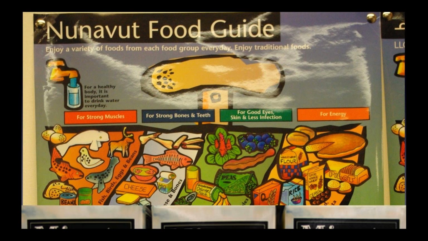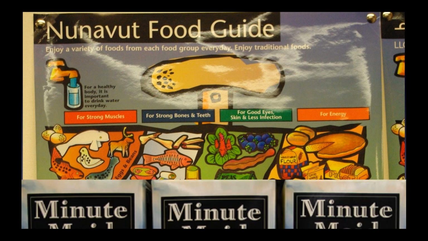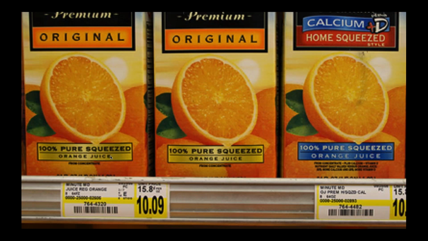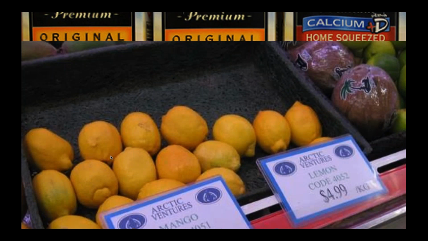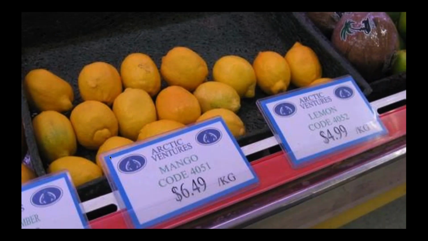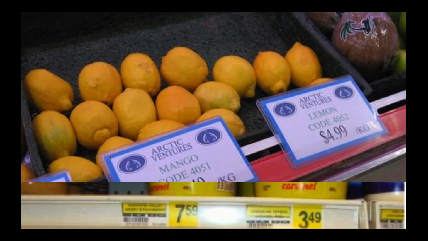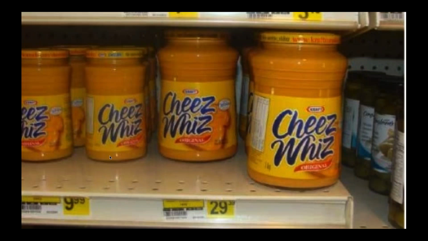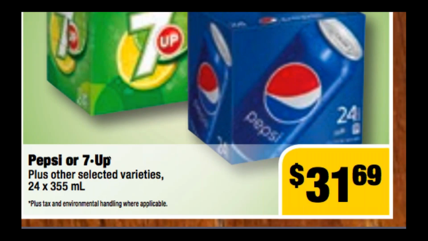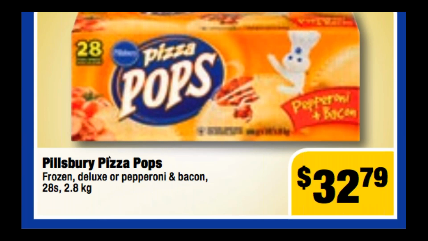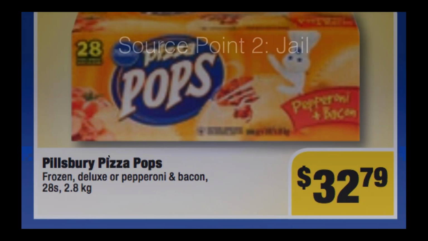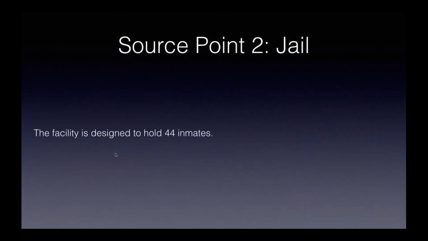There's a serious crisis in Nunavut when it comes to the cost of food. 2 liters of orange juice can run you about $10 Canadian. We have a program to bring some produce up, but that's $4.99 for a kilo of lemons. That's a bit costly still. And you see just the cost of food, $30 for a jar of Cheese Whiz, $31 for a 24-pack of Pepsi or 7-Up. Pizza Pops, they're on sale this week for $32.79. The cost of food leads to poor nutrition and thereby impacts on people's ability to be resilient against tuberculosis.